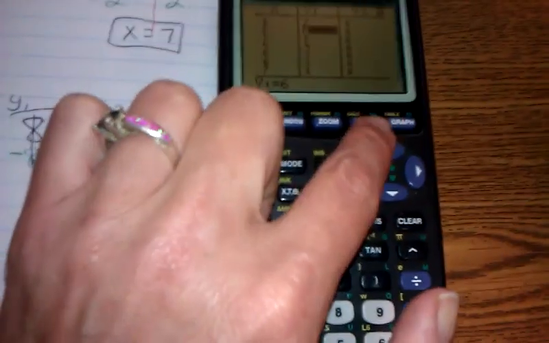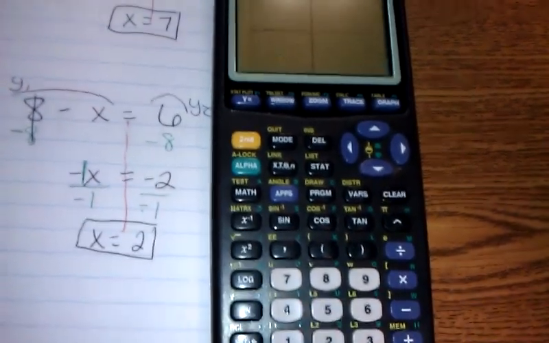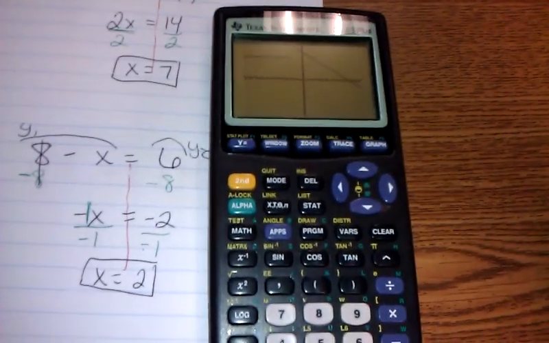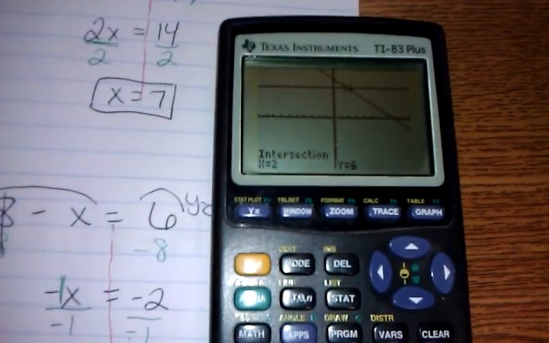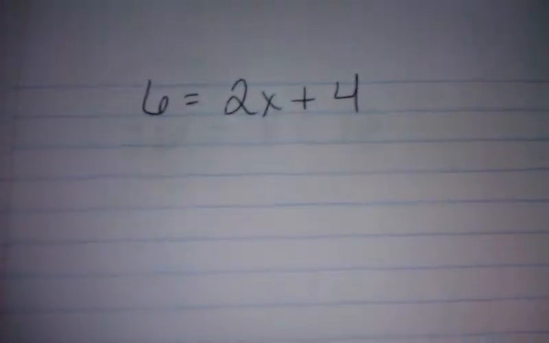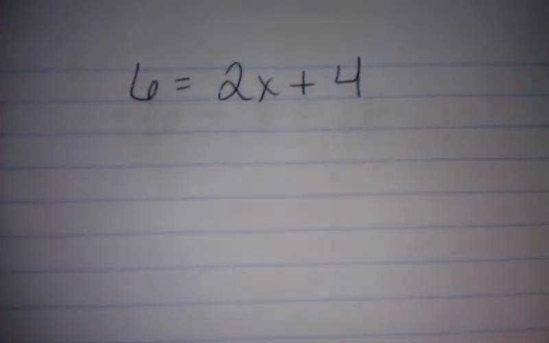Remember, second, trace, 5 for intersect, enter 3 times. There's your answer, 2, 6. The x is 2. Next one, pause the video, come back and see how you did.